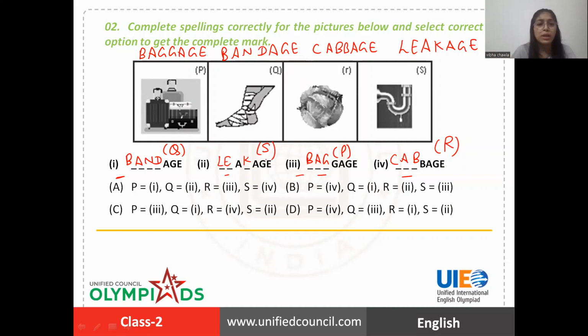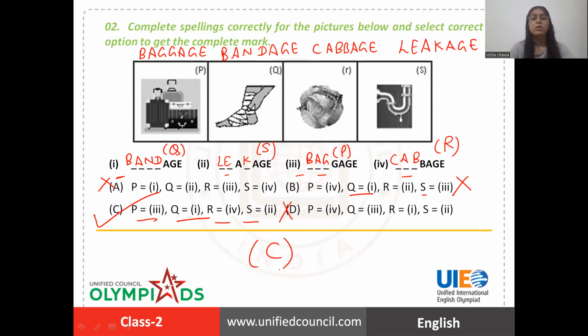Now, Q1 is given here and here. These two can be eliminated. Let's see now. S is in second, but here S is third, so it can also be eliminated. This is the right answer. Let's verify the other two also. P is in 3, right? And R is in 4th. Perfect. So option C is the perfect answer for this question.